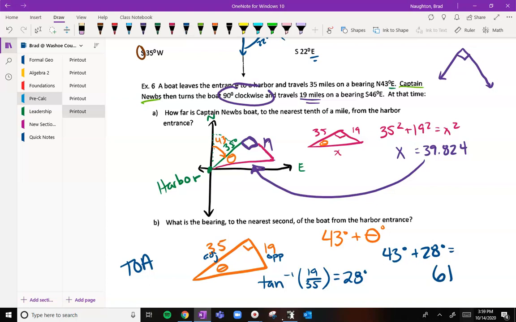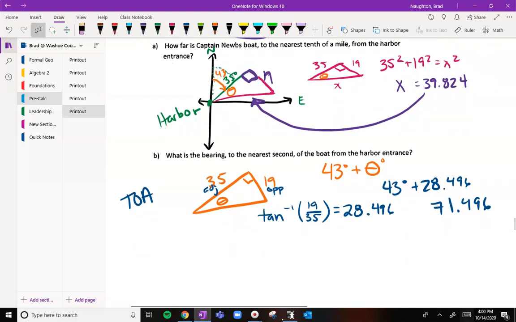71 degrees. Let me double check that. Inverse tan, 19 divided by 35. Let's be a little bit better about this. I apologize. I know you're like, I've already been here forever. But this is 0.496. But wait a minute, and this is also why we need to do this.